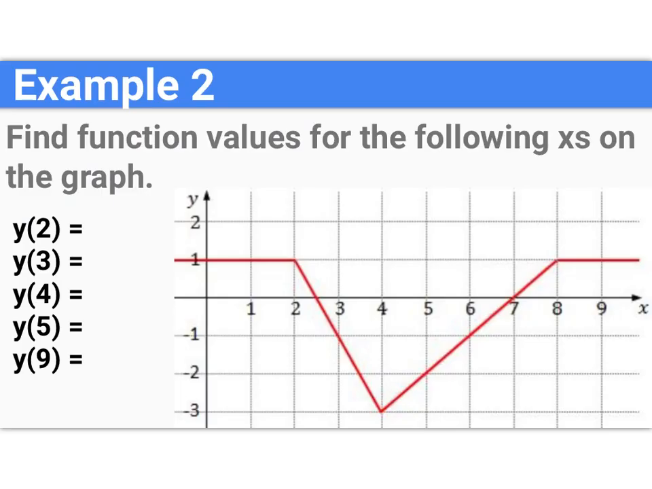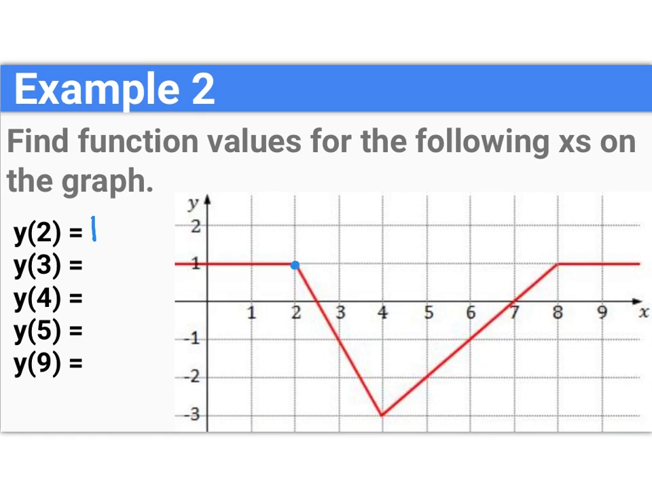Okay, so let's look at our second value. Find function values for the following x's on the graph. So y of 2. So we're looking at 2. Y of 2 is 1. And then the next one is y of 3. When y is 3, we got negative 1.